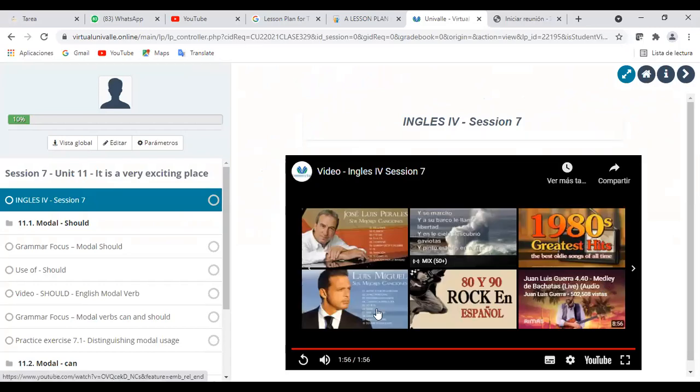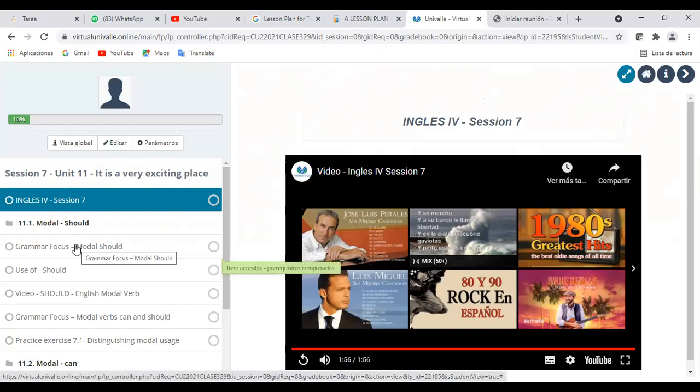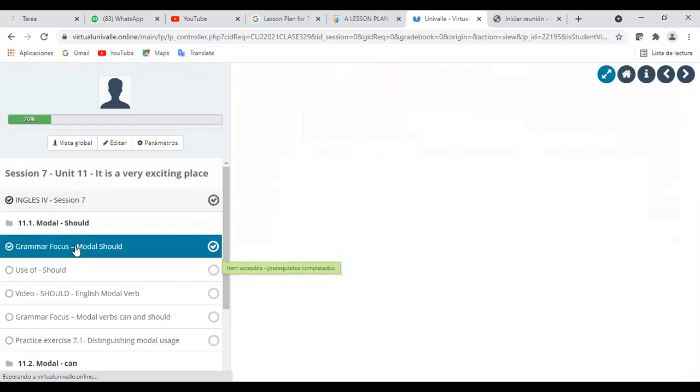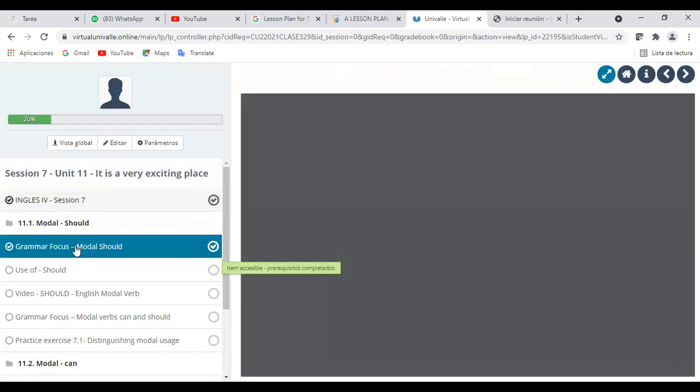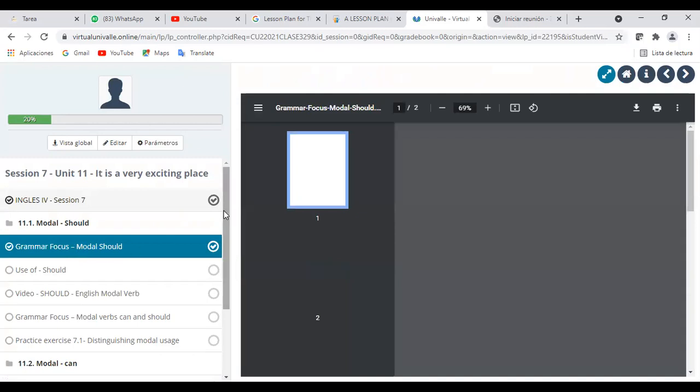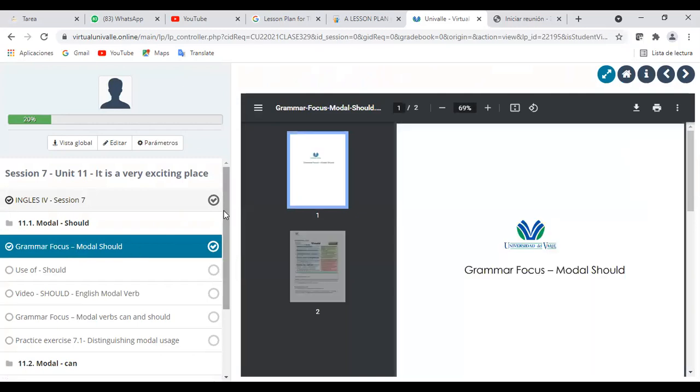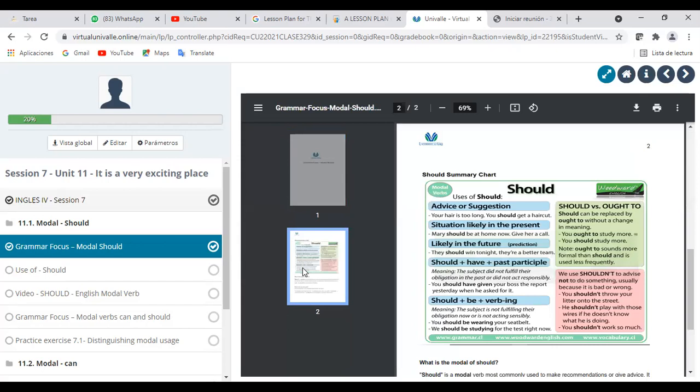So it means that today we're gonna be working on modal auxiliary verbs, let's say. And in English, we have different modals, such as should, and it's really important. I mean, you need to differentiate between when we use them. Basically, we use should to give an advice or a suggestion. For example, your hair is too long. You should get a haircut.